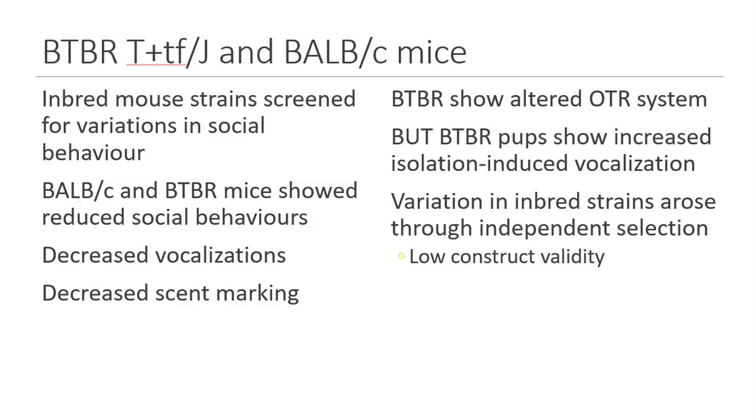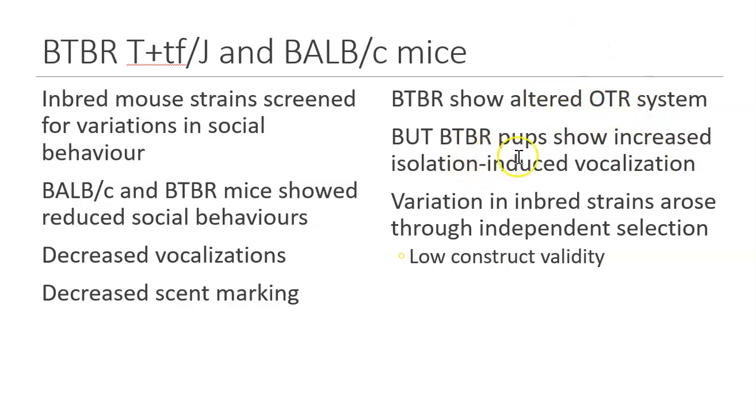Both of these strains of mice have shown reduced social behaviors, as well as decreased vocalizations in general, and decreased scent markings. They don't do those social behaviors that we usually see in normal mice. Now, the BTBR mouse does show an altered oxytocin receptor system. OTR is the oxytocin receptor.